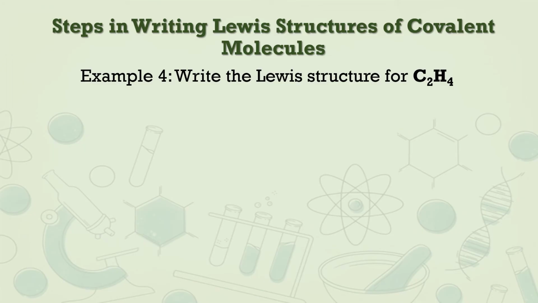Another example is the Lewis structure for C2H4. So the first thing to do is to write the skeleton structure. Carbon is less electronegative than hydrogen. Therefore, carbon will be the inner atom rather than hydrogen. So we write 2 atoms of carbon with 4 hydrogen.